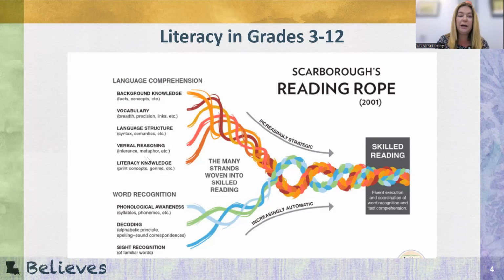But we know that our job always, no matter what, with every kid in grades 3 through 12 is this language comprehension part of the rope. And that as students become increasingly strategic here, this helps develop skilled readers. And so today's summary writing really focuses on multiple parts of this. This whole upper strand is called language comprehension.